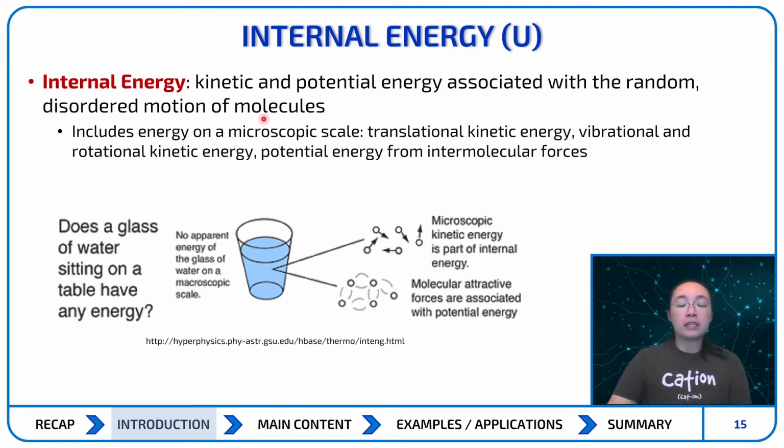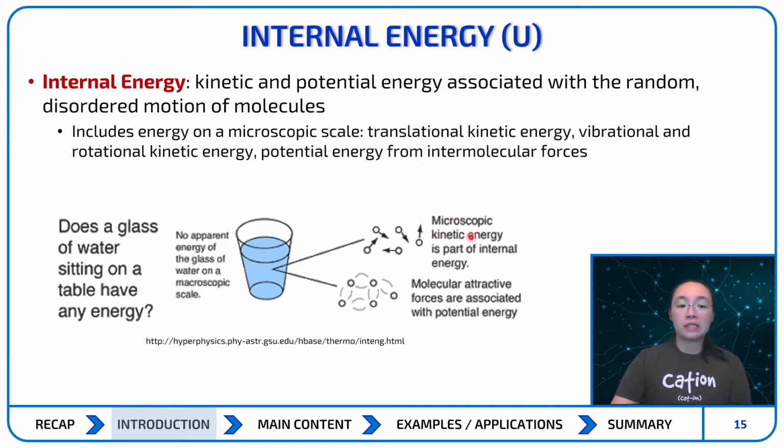So internal energy is defined as the kinetic and potential energy associated with how molecules move in a random, disordered way. It includes energy on a microscopic scale. So when we take a look at, let's say, a glass of water sitting on a table, we can't say it doesn't have energy. It actually does have energy. Even though it doesn't seem like it's moving, if we zoom in to the microscopic level, all the particles and the molecules are vibrating and moving randomly.